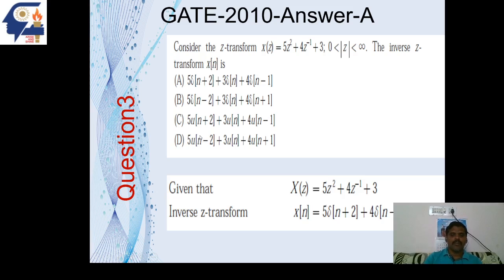Anyway, I am going to apply the inverse transform for X of z. 5 into z power plus 2. Plus 2 means it is an advance. 5 into del of n plus 2.